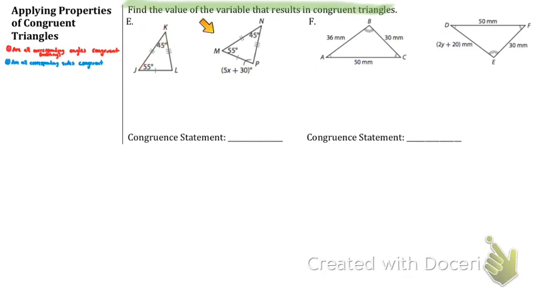It's pretty easy to see. K matches with N, J matches with M, therefore L matches with P. So I want to figure out L. Once I know L, I can then put it equal to P. To figure out L, we're going to use the triangle sum theorem.